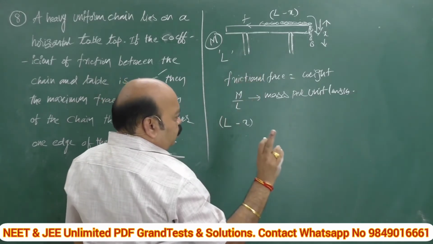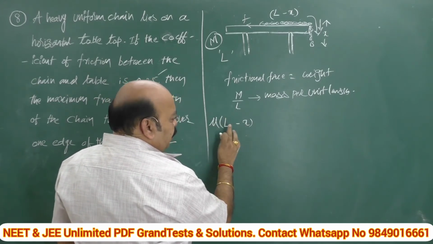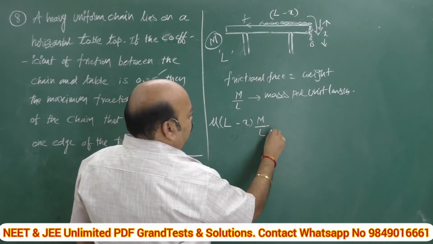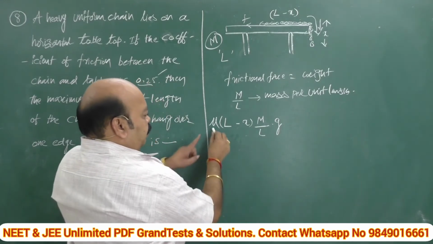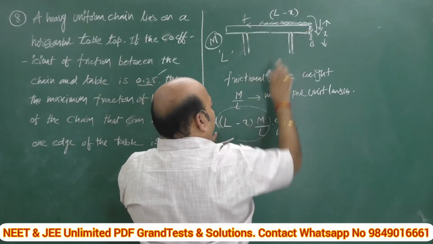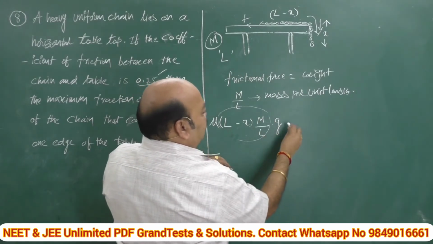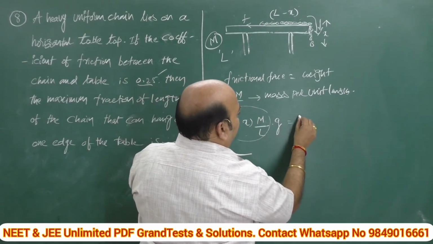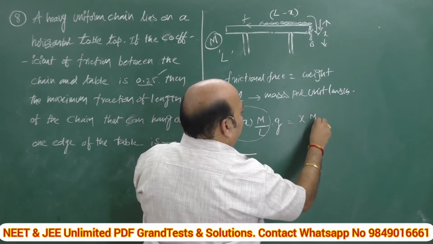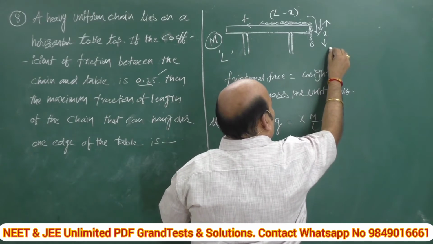What is the frictional force? Mu mg. What will be the mass? Capital L minus x into M by L, into g. Once again, mu times the mass of the chain that is on the horizontal table: L minus x is the length, into mass per unit length, into g. This is equal to x into M by L into g. That's all. This is called weight: the hanging part x into its mass per unit length, into g.